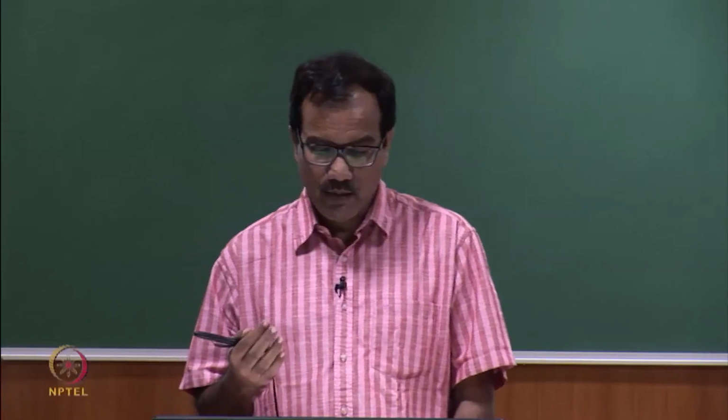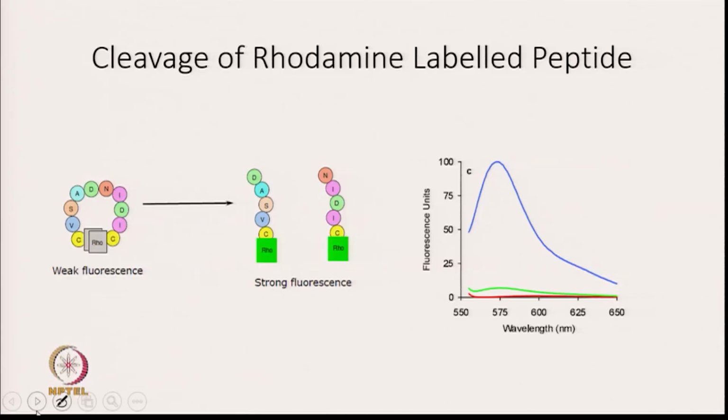Now, this is one example where the labeled peptide is studied by your time resolved fluorescence. So, this peptide is labeled with rhodamine, and this is the peptide and this is the rhodamine. It has weak fluorescence when it is not cleaved, but if I cleave it, then there is a strong fluorescence which is shown here. So, this is a strong fluorescence when it is cleaved, and this is weak fluorescence when it is not cleaved.